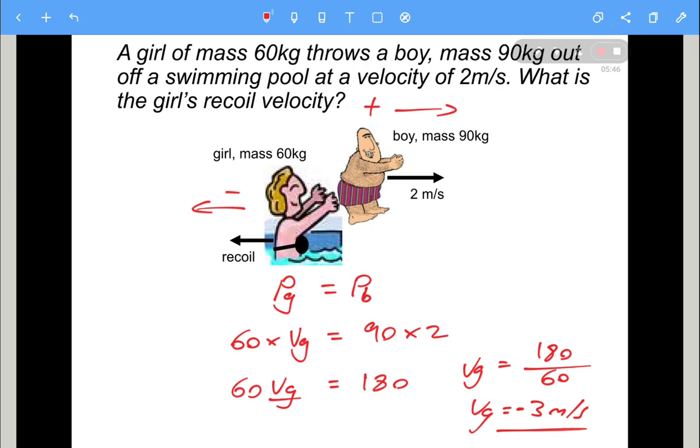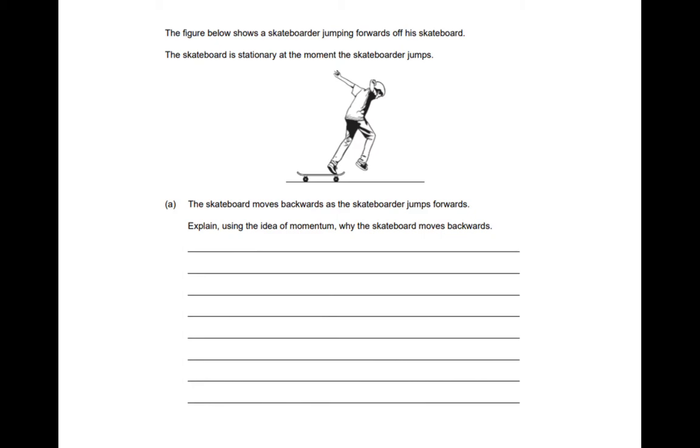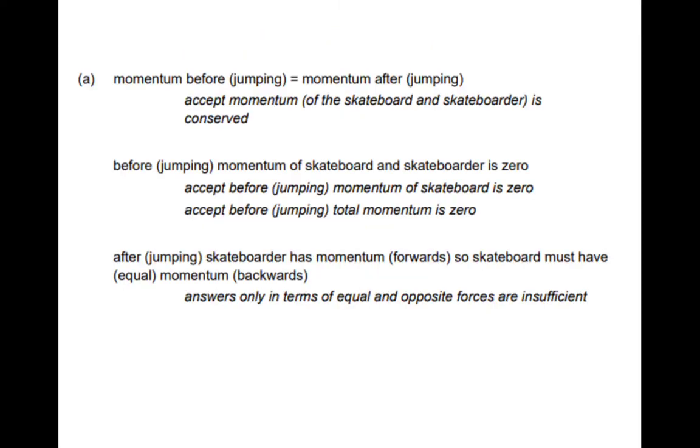Let's move on. Right, if you want to pause and have a go at this. So the figure below shows a skateboarder jumping forwards off his skateboard. The skateboard is stationary at the moment the skateboarder jumps. The skateboard moves backwards as the skateboarder jumps forwards. Explain using the idea of momentum why the skateboard moves backwards. So this is all about the conservation of linear momentum. I'm going to put the mark scheme up now and you can check your answer against the mark scheme.